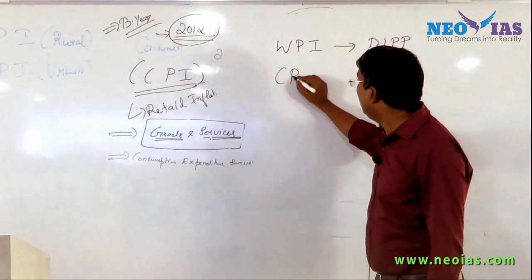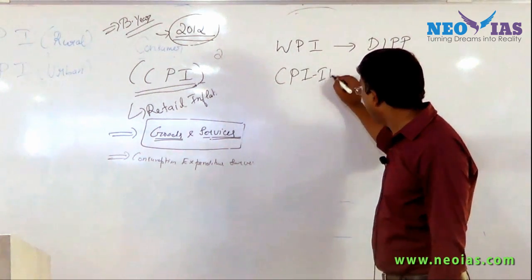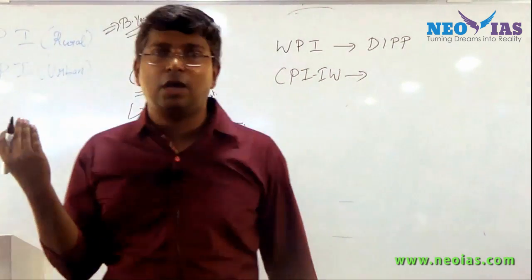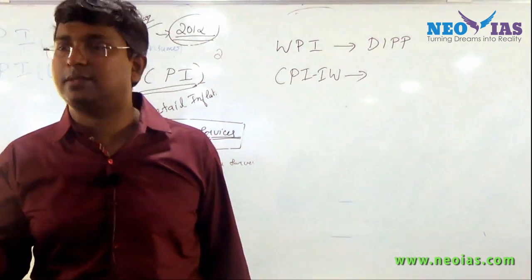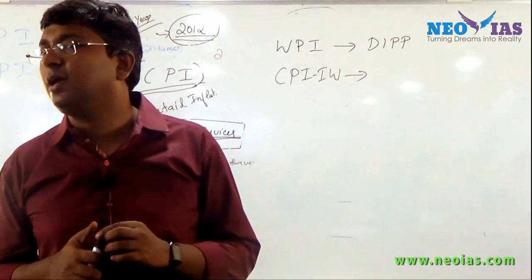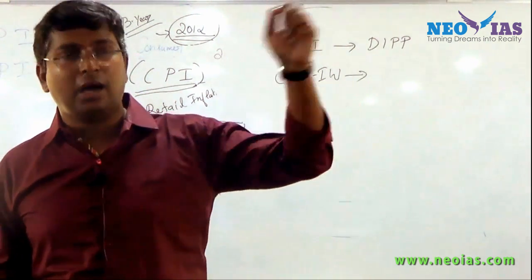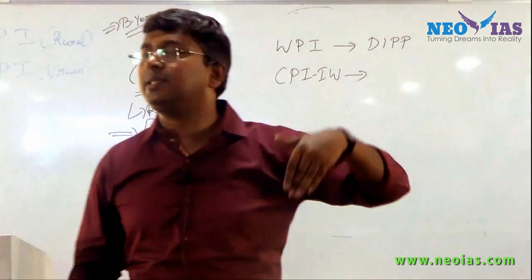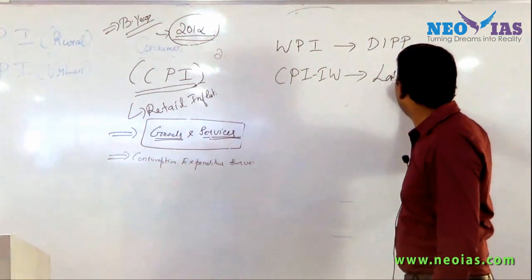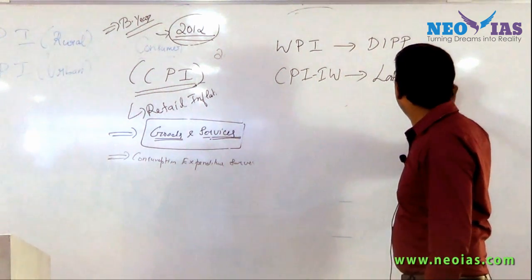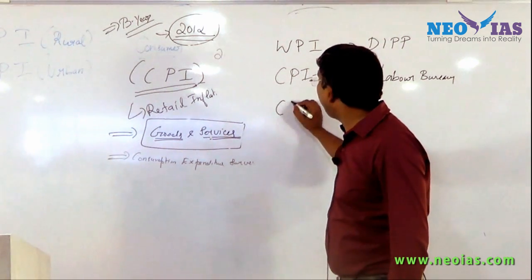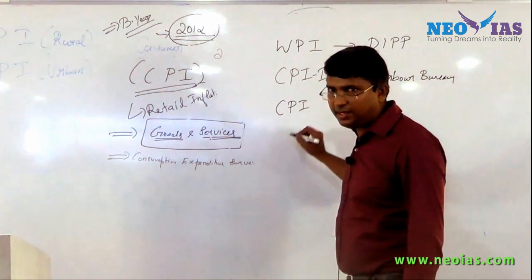In relation to the consumer price index for industrial workers, even though we are not using it as an official figure, it is still used for calculating the dearness allowance, DA, for government employees or organized employees. This data is released by the Labor Bureau, under the Ministry of Labor.